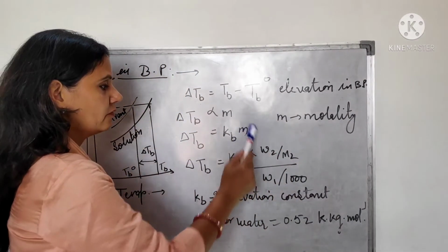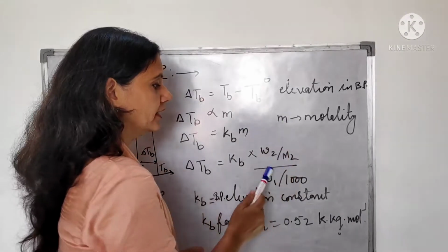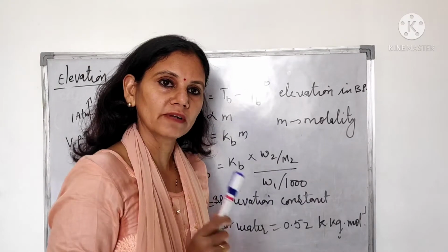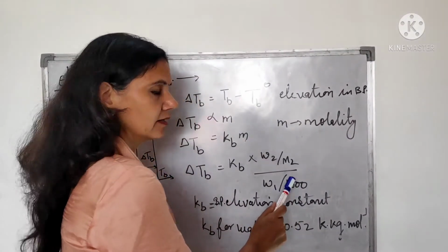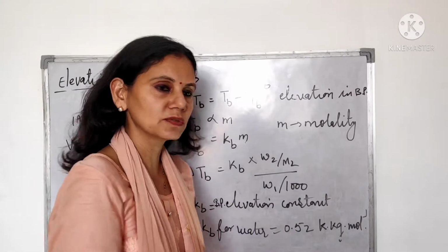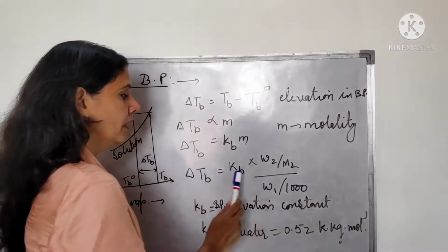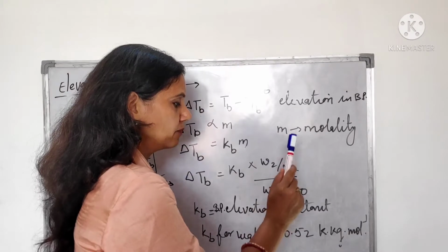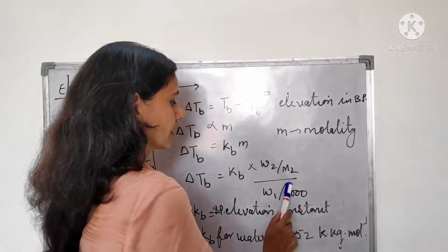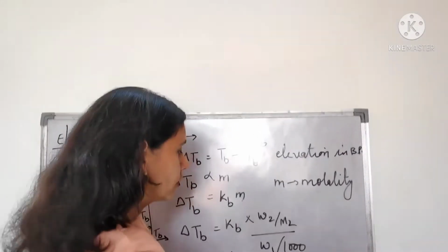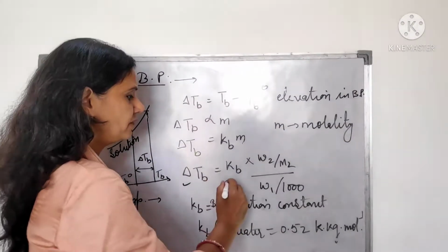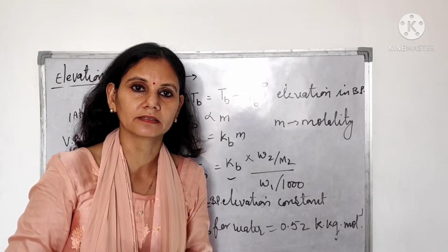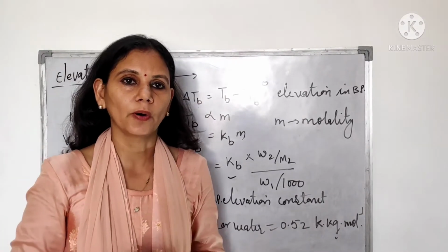Then molality we can write as moles of solute upon the weight of solvent in kilogram. When we change it to grams, then we have to divide by 1000 here. Then delta TB is equal to Kb multiplied by W2 upon M2 upon W1 upon 1000. In this way, if we have one unknown value among them, we can solve the numericals. So this is called elevation of boiling point.